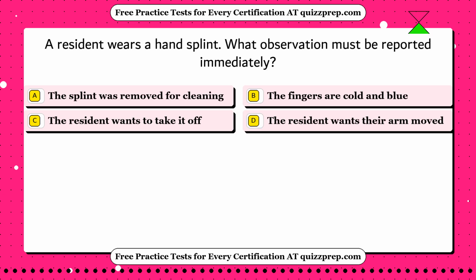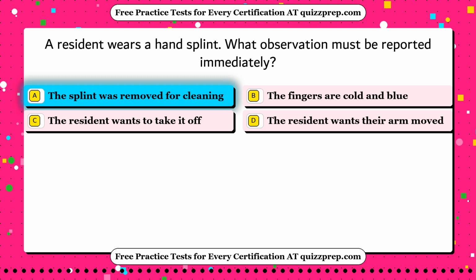Question 157. A resident wears a hand splint. What observation must be reported immediately? Option A, the splint was removed for cleaning. Option B, the fingers are cold and blue. Option C, the resident wants to take it off. Option D, the resident wants their arm moved.